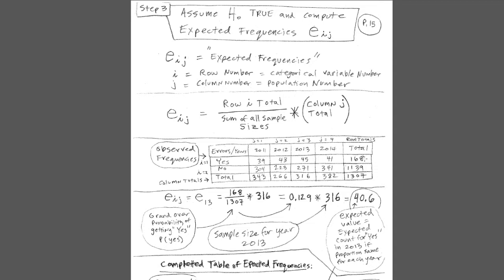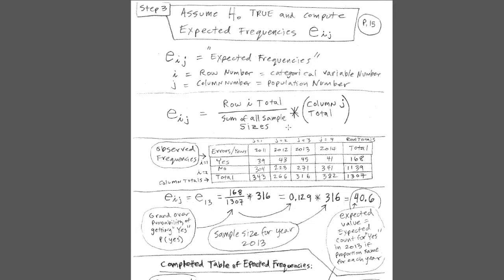For yes, this whole row is yes. There's the row total divided by the sum of all the sample size. That gives us the 12.9. So we're going to do that actually for the yes row and the no row. Then we simply multiply it by the column total. We already saw that. The column total is the sample size. It's actually the total for all the no's and all the yeses.